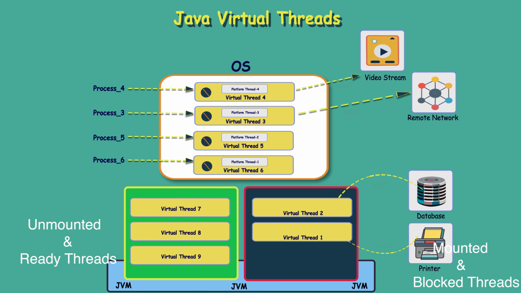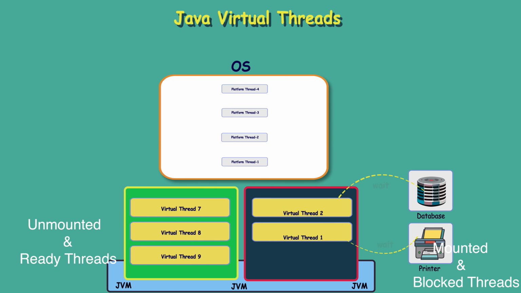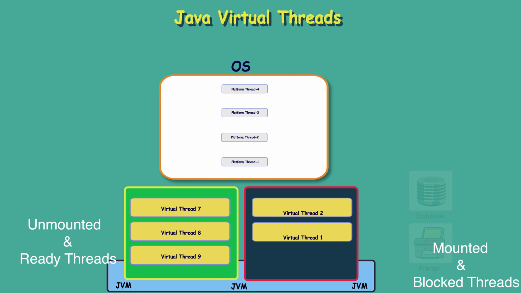So this is the special feature of virtual threads. They can free up the blocked platform threads and make them available for other processes. On the other hand, the blocked virtual threads 1 and 2, which are waiting for a response from the printer or a database, will perform their actions independently, and whenever they get the response from the respective resources, they will return to the respective processes. I hope you now understand how virtual threads are more efficient than classical platform threads.